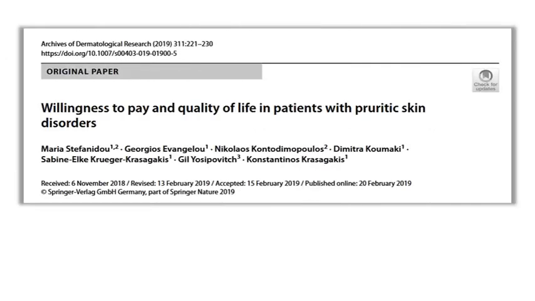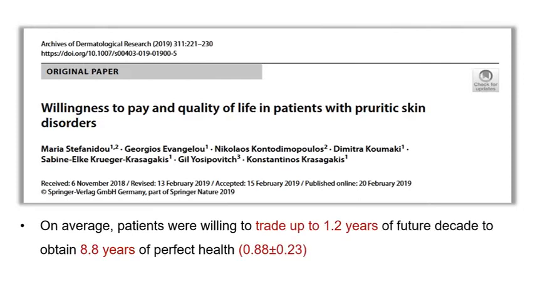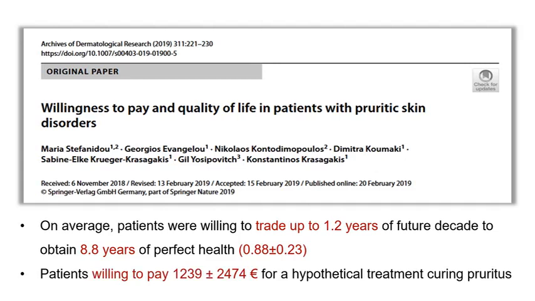Another analysis asks for the willingness to pay. And this is interesting because patients with chronic pruritus are willing to trade up to 1.2 years of future life to obtain 8.8 years of perfect health. And this is a lot. And they are also willing to pay a lot to get a perfect treatment. So this also reflects the burden in the patients.